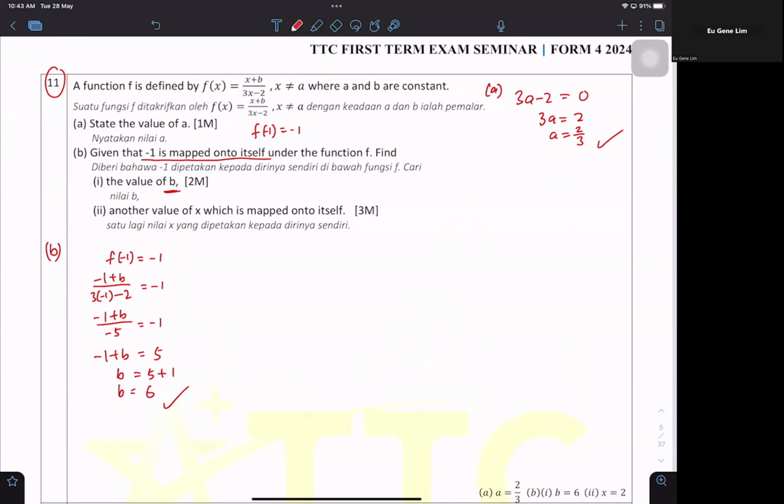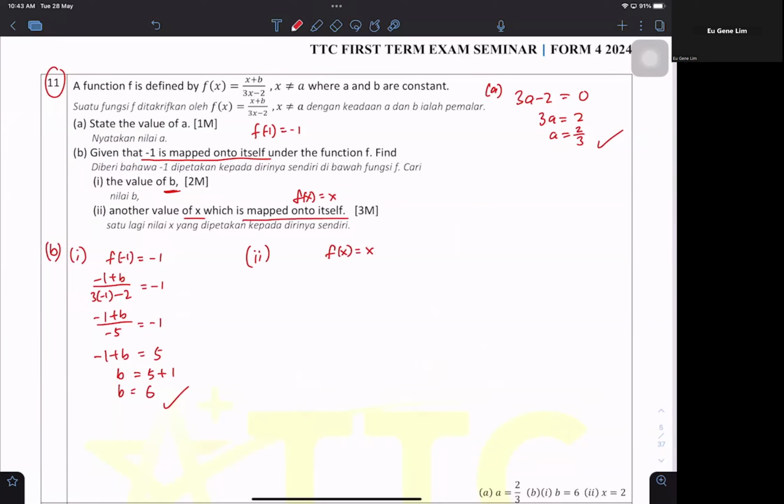Okay, let's continue. Next question, B2, right? Another value of x which is mapped onto itself. Mapped onto itself is what? Mapped onto itself is f(x) equals x, right? So again, you do the same thing, f(x) equals to x. Understand?